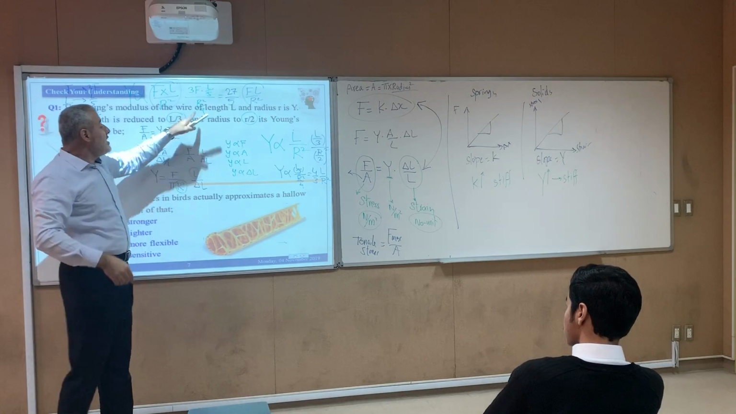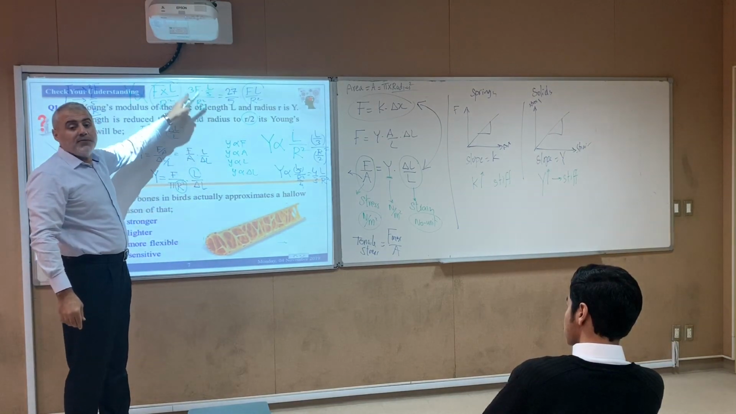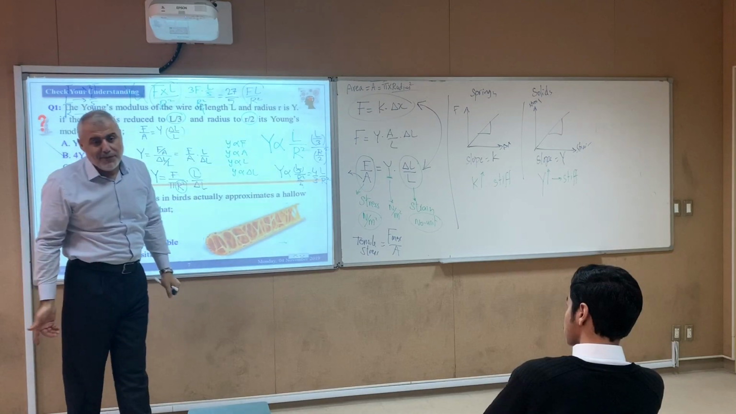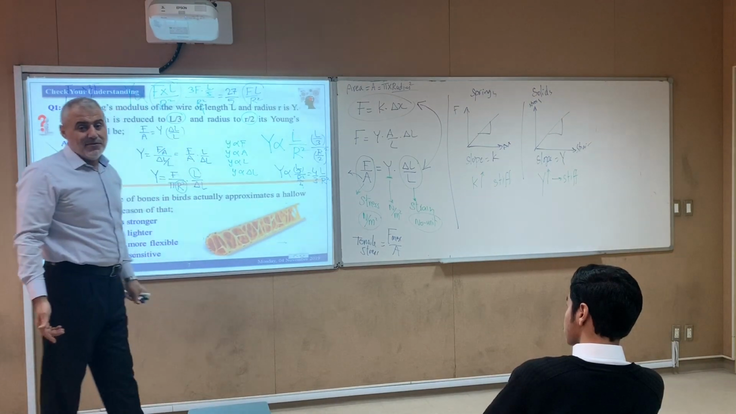Okay? We send 9 upward. 9 times 3, this will go down. This is simple math. Makes sense.